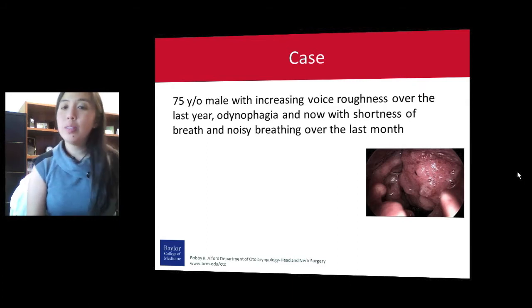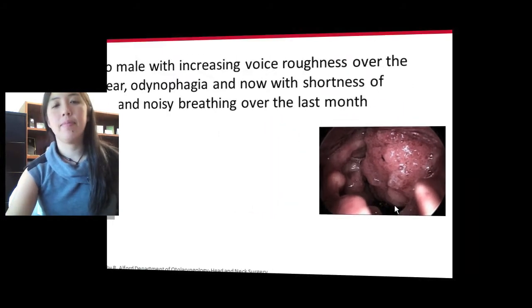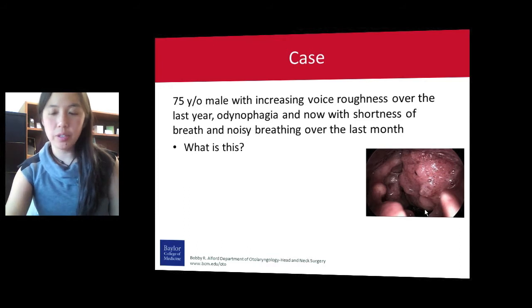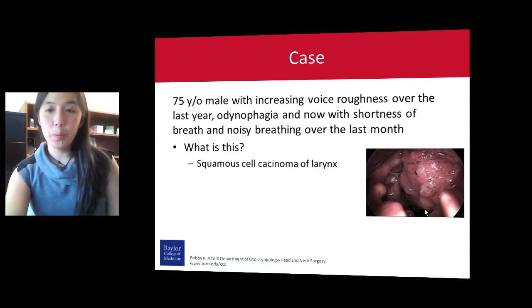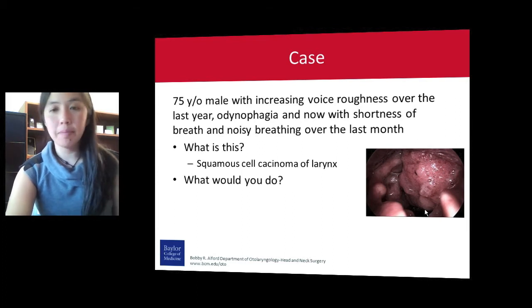So you do this flexible nasolaryngoscopy in the office, and you see this giant Goomba in his larynx. So, top of your differential. First thing on your differential should be a squamous cell carcinoma. That's the most common thing that we see in the larynx, causing large obstructing masses in an adult.